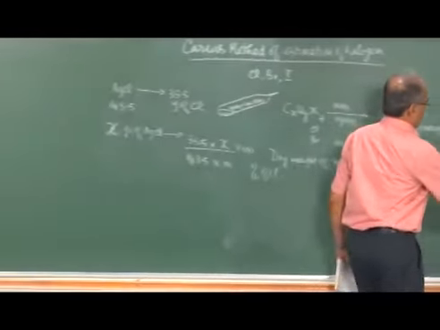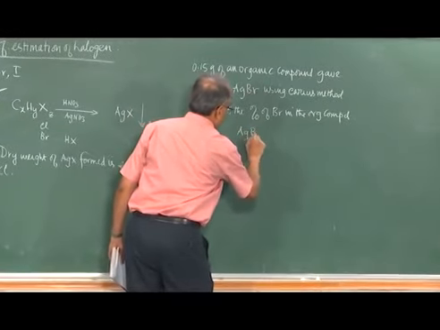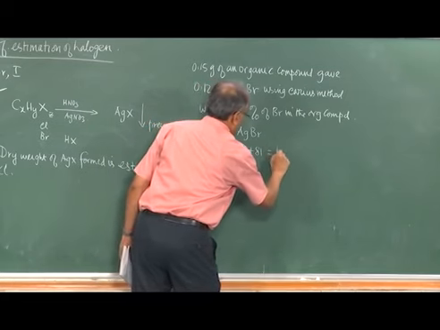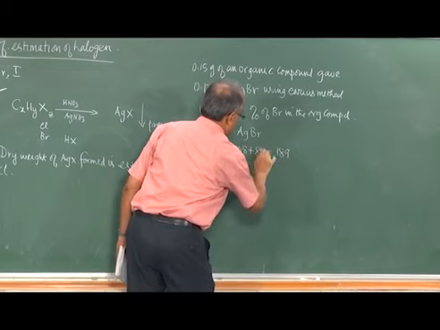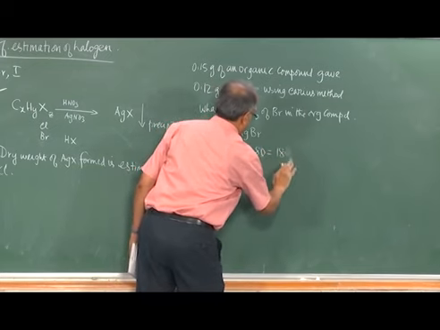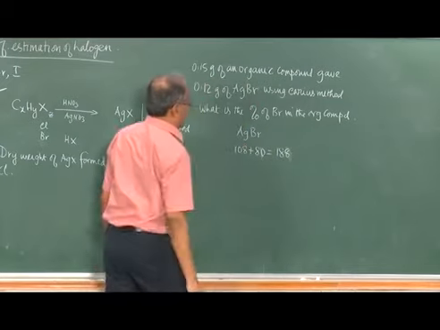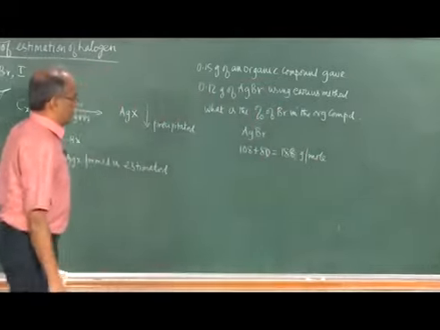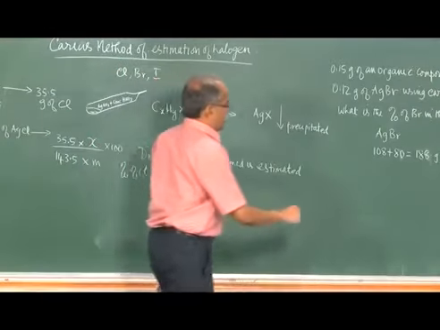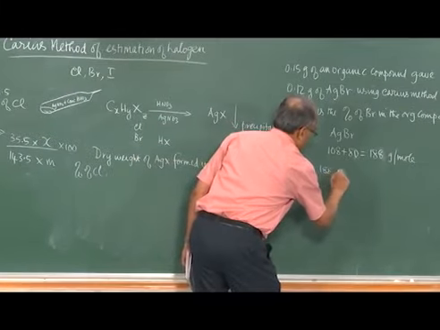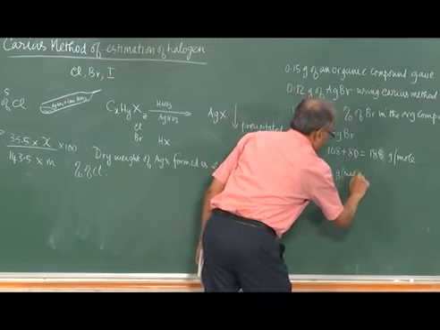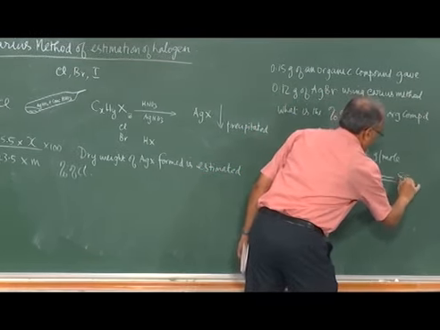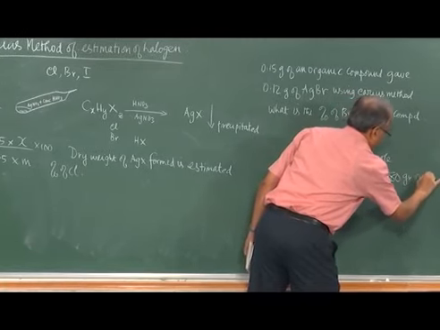Silver bromide molecular weight corresponds to silver, which is 108, plus bromine, which is 80. So, it corresponds to 188 grams per mole of silver bromide. 188 grams per mole of silver bromide is equal to 80 grams of bromine.